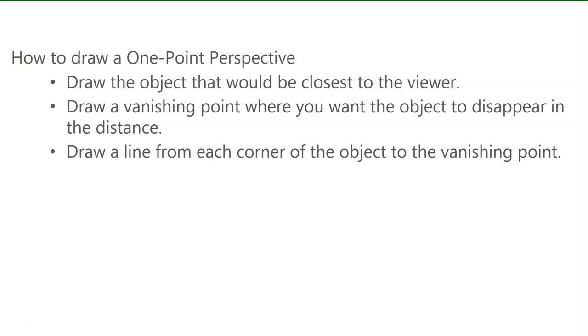Now, how do we draw a one-point perspective? Well, first you draw the object that will be closest to the viewer. Then you draw a vanishing point where you want the object to disappear in the distance. It could be directly above, it could be above and to the left or right, directly below, or below and to the left and right. Then you draw a line from each corner of the object to the vanishing point.